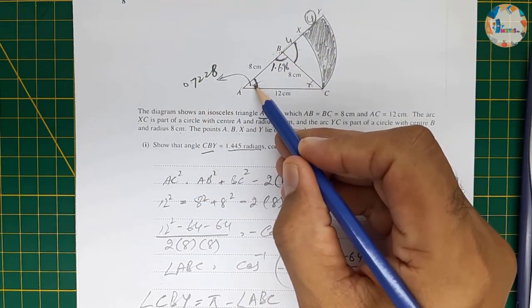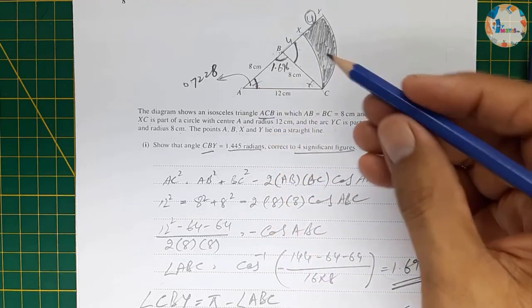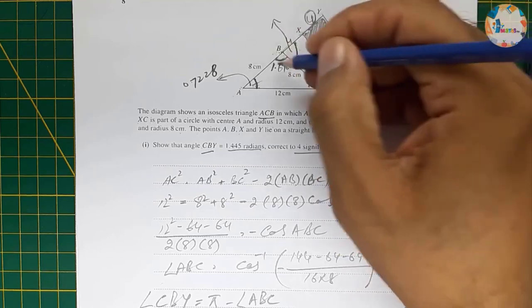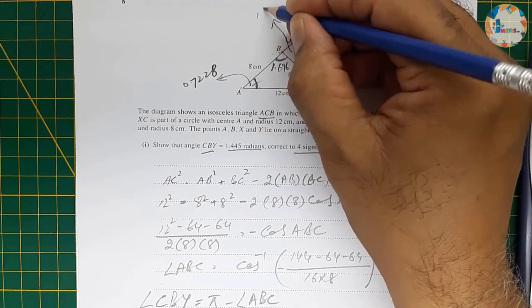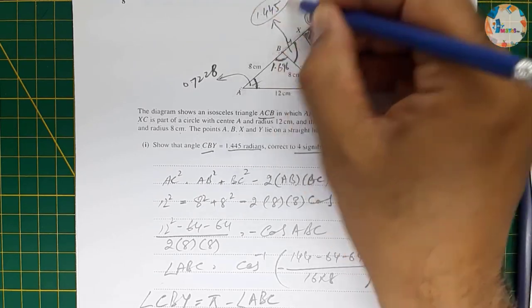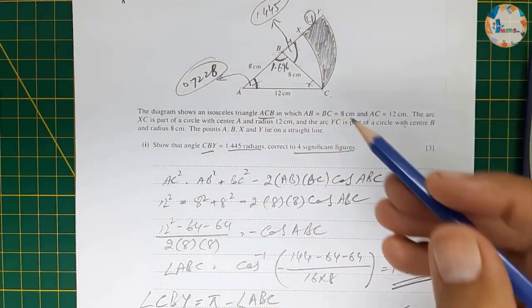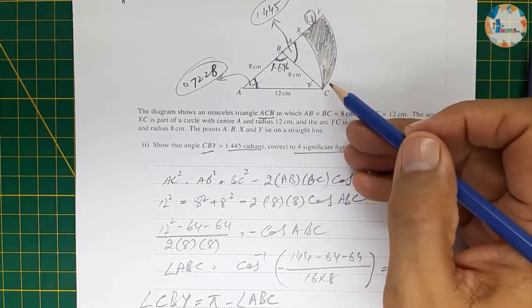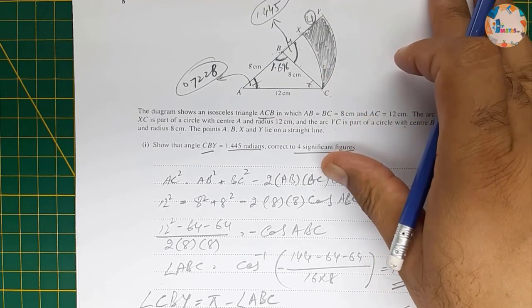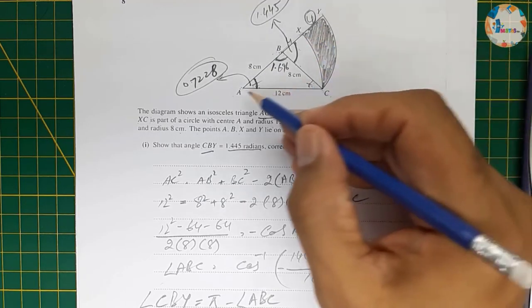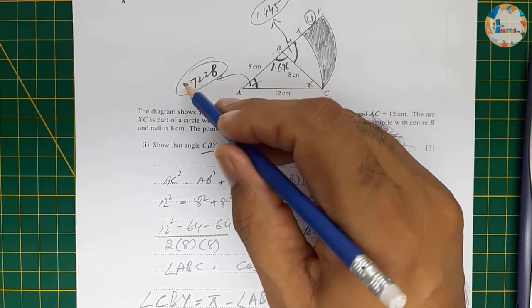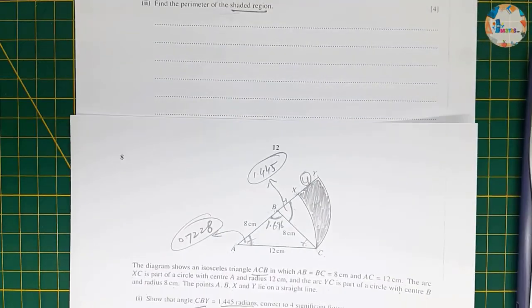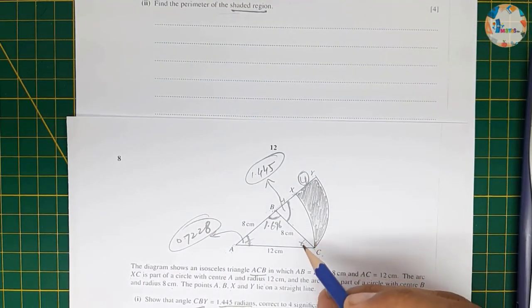Now this angle we have, and this angle we have already found in part A, CBY, which is 1.445. So we'll be using this angle and this angle to find these arcs plus this one. So first we'll find XC. To find XC, we will be multiplying 12 with this angle, which is 0.7228. So I will write here, and I'll show you the drawing as well so that you can understand.